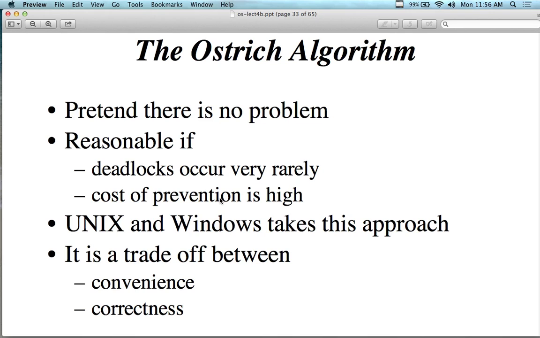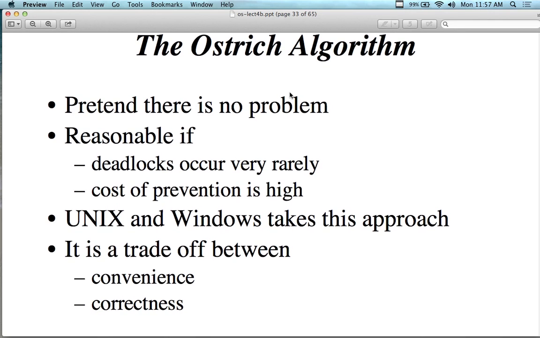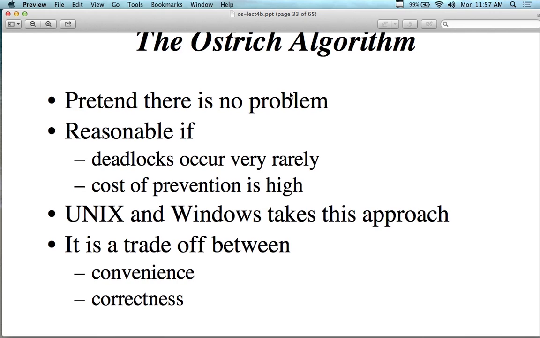So deadlocks occur very rarely, and the cost of prevention is high. It's going to cut down on your efficiency. Then you can take this approach and just forget about the problem. It's not going to happen. Unix and Windows take this approach because it's easier not to deal with it than it is to spend the resources. The trade-off is between convenience and correctness. Are we creating a reliable operating system? No, because it could possibly fail.